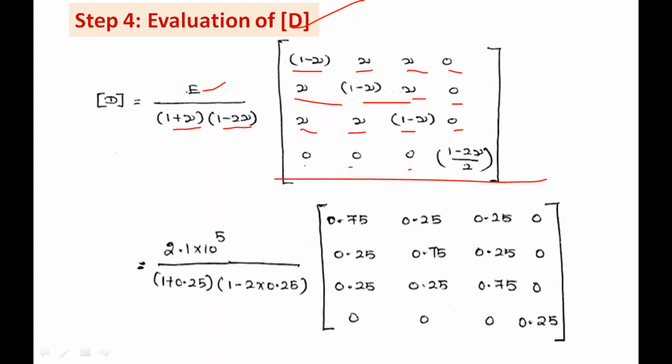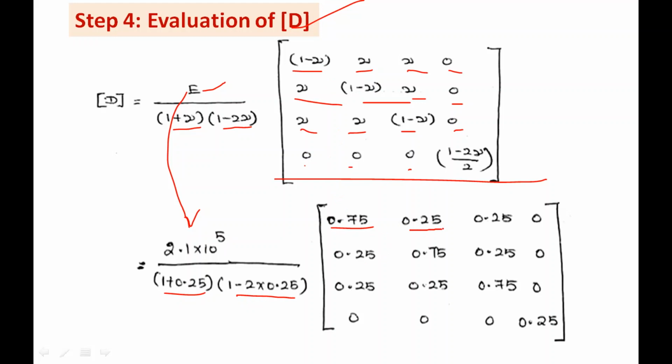And substitute these Young's modulus in terms of Newton per mm square, because it is given as 210 gigapascal. So here we are using everything in terms of mm. So that gigapascal is converted into Newton per millimeter square. So 2.1 × 10 to the power 5. Then 1 plus nu, 1 minus 2 nu. And here 1 minus nu is coming as 0.75.